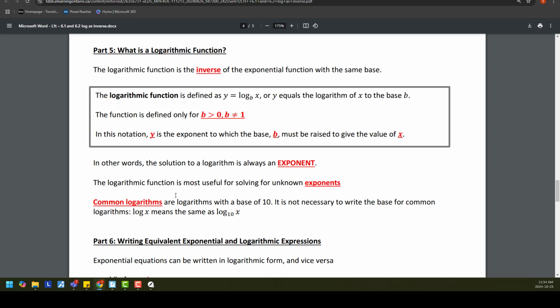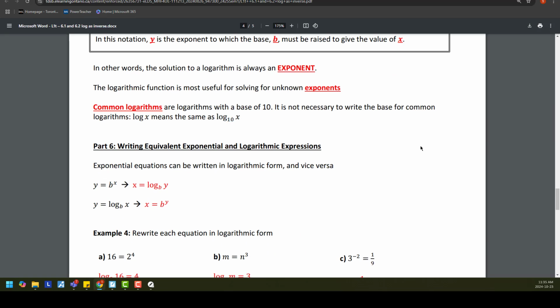Yep. Common logarithms are logarithms with a base of 10. It is not necessary to write the base for common logarithms. Log x means the same as log base 10 of x. So that's what I mean. When you're dealing with logs with base 10, that's kind of the normal common base, so you don't really have to write the 10. You can just write log x.